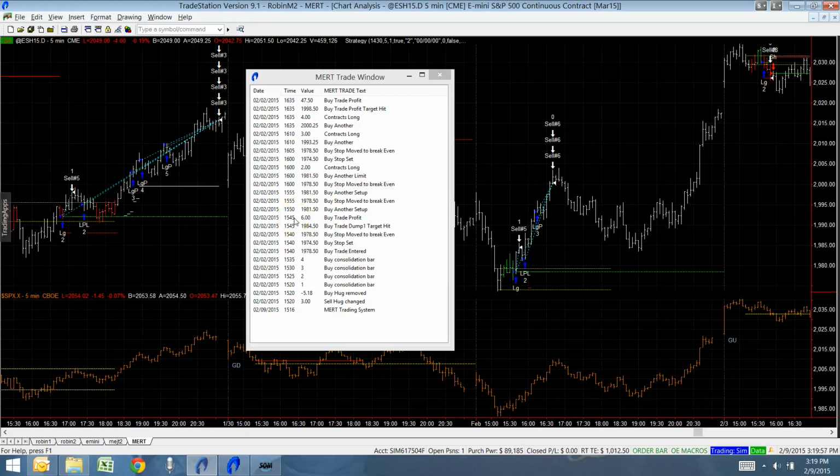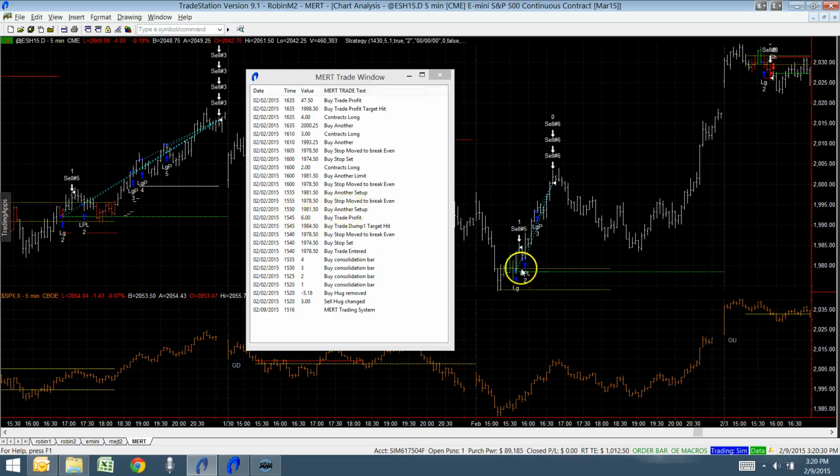And if you remember, the system either tries to buy one 3 points lower, which would be at 3 points below here, which would be 1981.5, or it wants to buy one 1 point higher if the market keeps going up, which would be 1985.5. But it's got the 1981.5 set up. It gives you that.